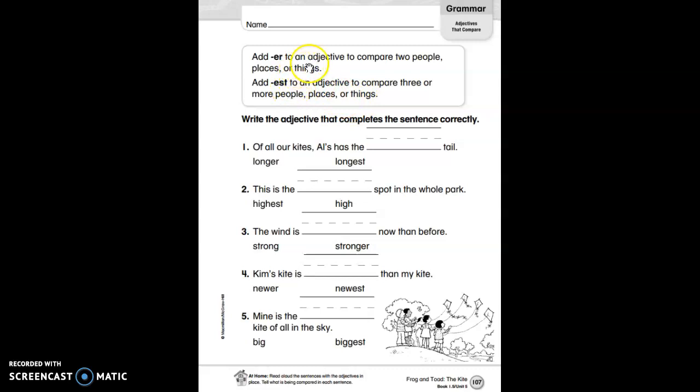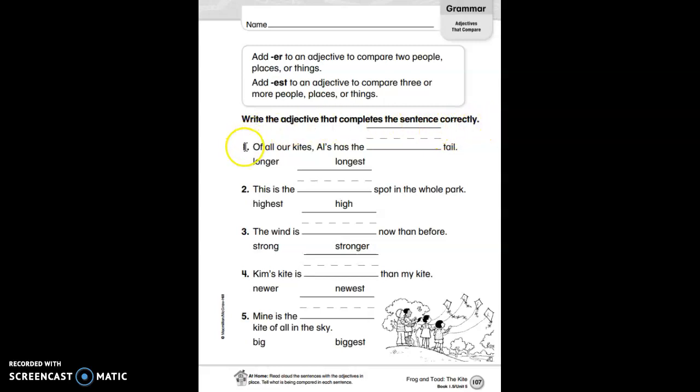Something that I use to help me remember is ER has two letters, and we compare two things. If we have EST, there are three letters, and that's when we compare three or more. Look at the directions. Write the adjective that completes the sentence correctly.